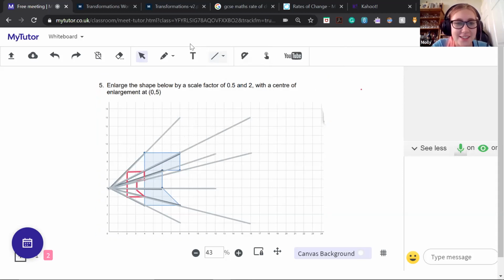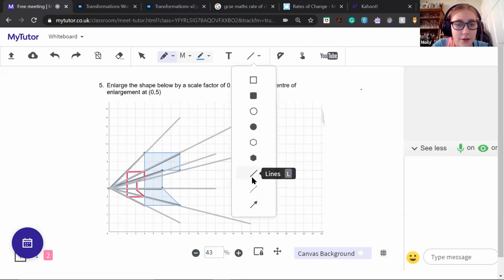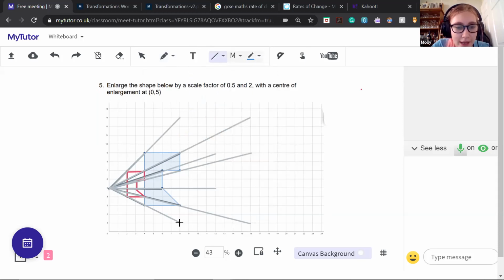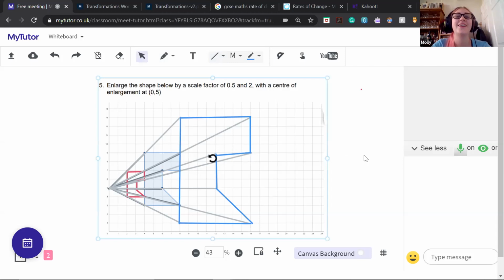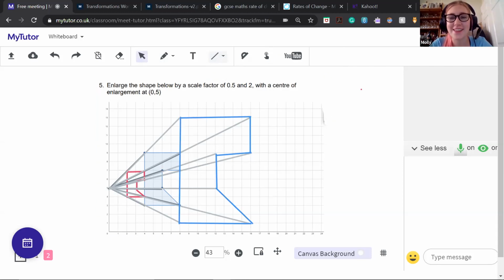Okay, now let's do this in a different color. Let's do this one in blue. And then we connect all of these up again. Sorry if this is tedious. We won't do one with so many lines next time. Perfect. There we go. A bit wonky, but you get the idea.